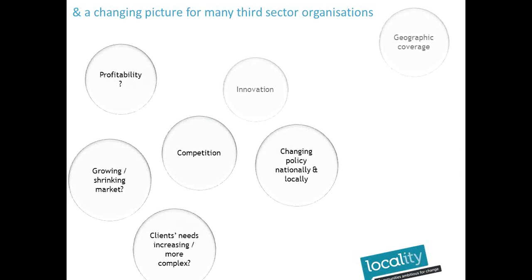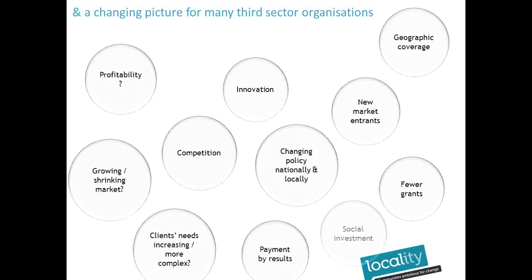And equally, it's a changing picture for many third sector organisations that are out there. Increasingly, it's more competitive. Increasingly, there's more and more needs at a local level that aren't being met. There's an option to improve services, definitely a desire to improve services. People are grappling with things like payment by results and social finance. Equally, there are lots of new entrants into markets. We've seen a lot of private sector bodies successfully win a lot of public sector tenders, and increasingly third sector organisations are having to work with them.